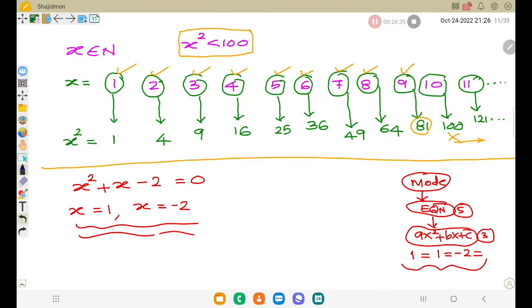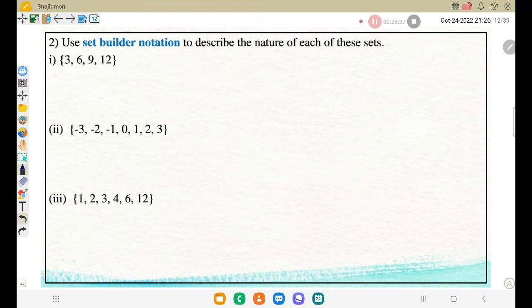Now we will go to the next question, question number 2. Use the set builder notation, the second representation, to describe the nature of each of the sets. Set builder notation we need to write. For example, first one, 3, 6, 9, 12, correct. Think about that number. How can we write that number? Whenever you are starting the set builder method, you can start with set of all x such that. Now, what are the other conditions we need to write?